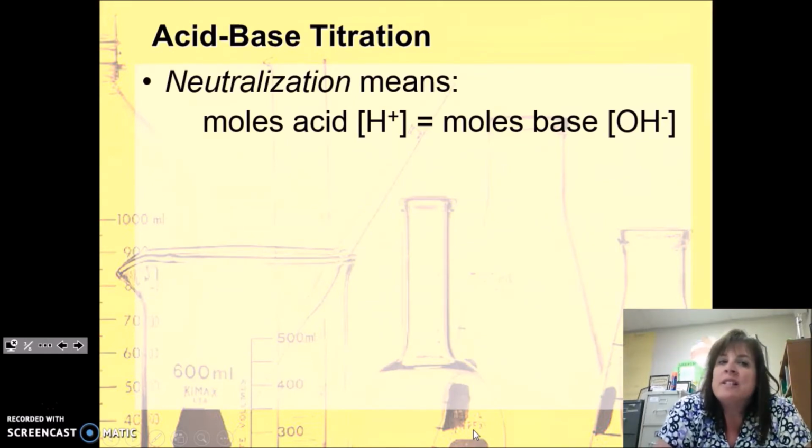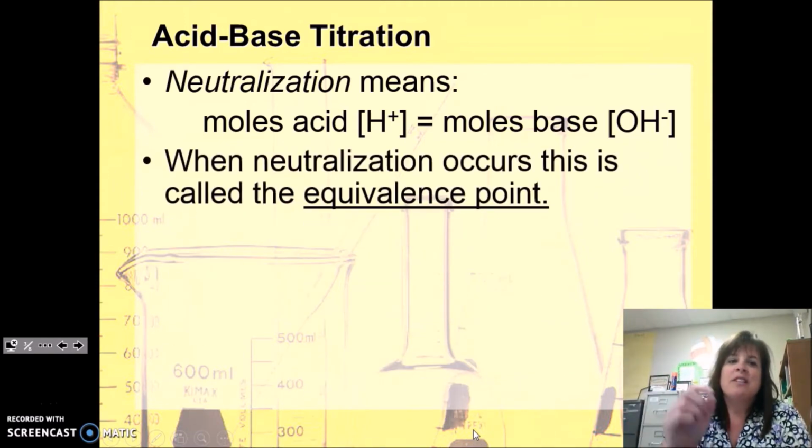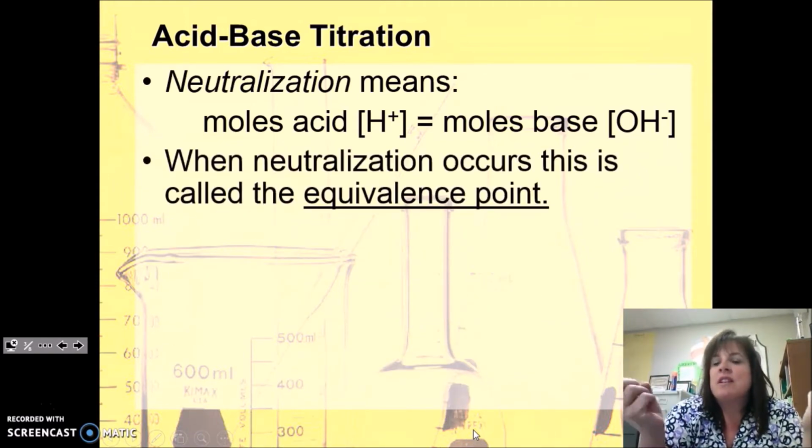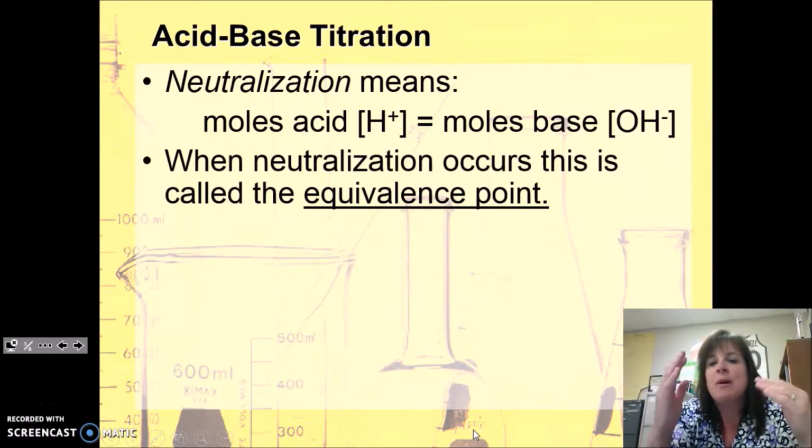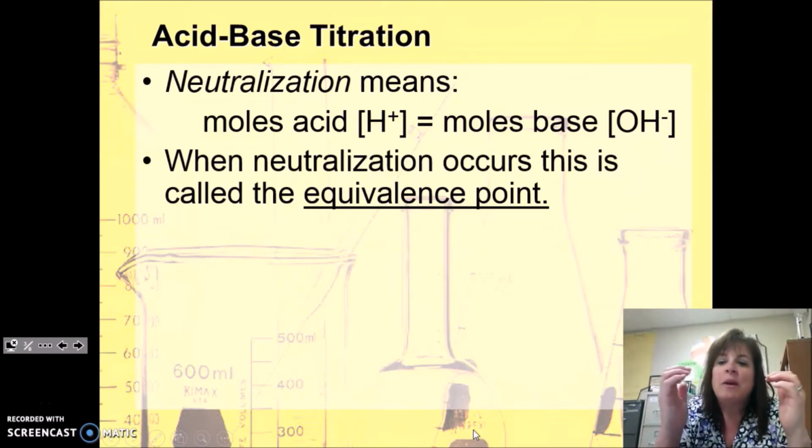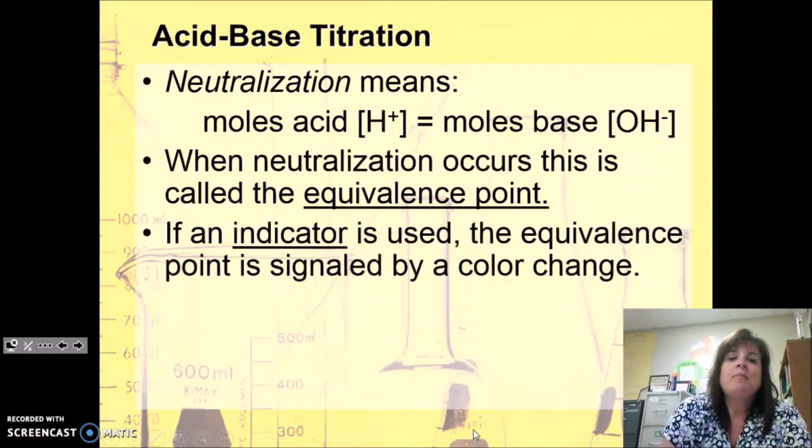When we titrate something, we reach a neutralization point, and that's when the moles of acid are equal to the moles of base. So when they're equal, I am neutral, right? And that's neutralization. Now, when neutralization occurs in a titration, it's called the equivalence point. If you think about equivalence, that means being equal. And so our acids and bases are equal at that point.